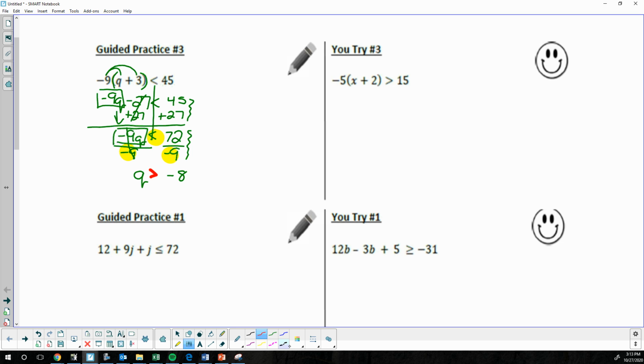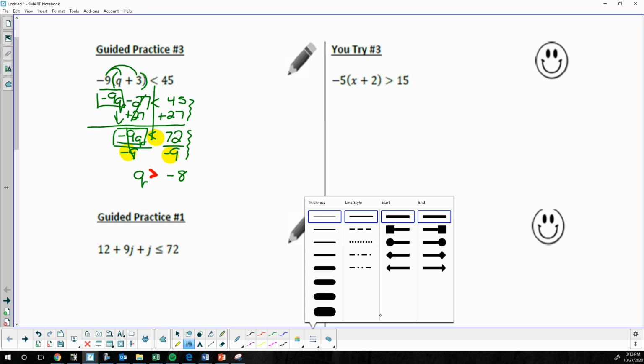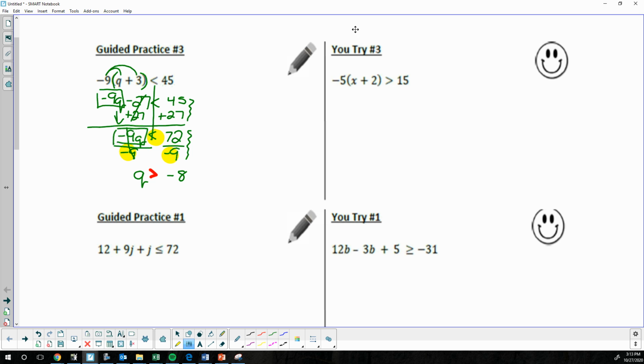Your job is to try this one right here, okay? So you'll have this on a teacher made, and so it'll be the next assignment that you do. Use my example to help you remember what to do for this. I'll give you a little hint. Okay.